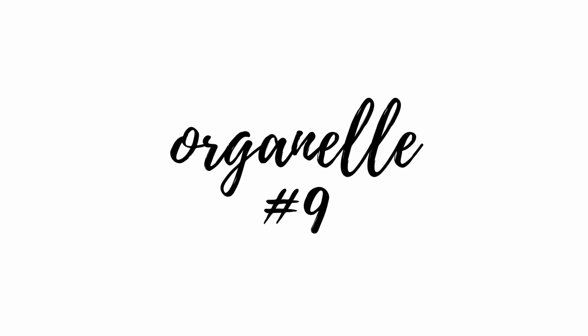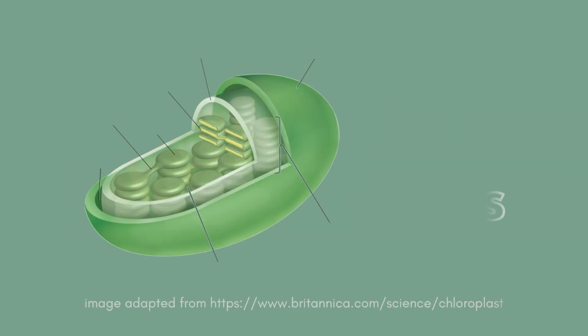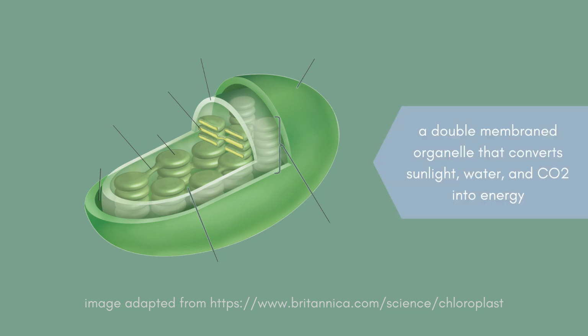The ninth organelle would be chloroplasts, whose main function is to perform photosynthesis. This is what a chloroplast, or the double-membraned organelle that turns sunlight and water and carbon dioxide into energy, looks like. You'll need to know some of the main features of the chloroplast for the AP exam. This is the outer membrane, and this is the inner membrane. And like the mitochondria, the space in between is called the intermembrane space.